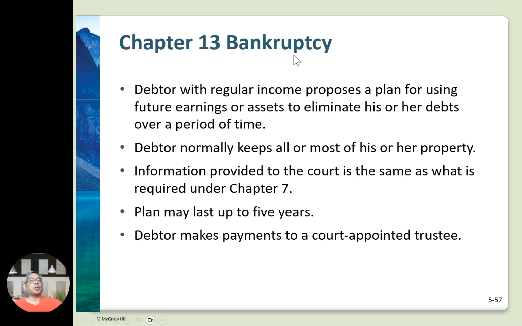Bankruptcy Chapter 13, continued. A debtor with regular income proposes a plan for using future earnings to pay off debt over time. The debtor normally keeps almost all of his or her property. Information provided to the court is the same as that required under Chapter 7. Payment may last up to 5 years. The debtor makes payments to a court-appointed trustee.